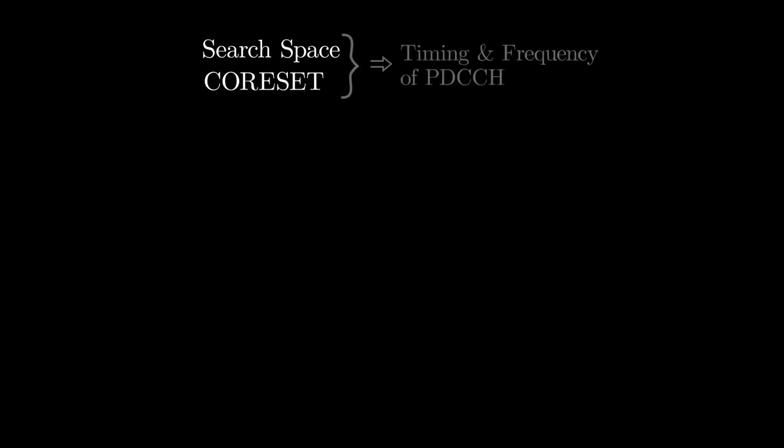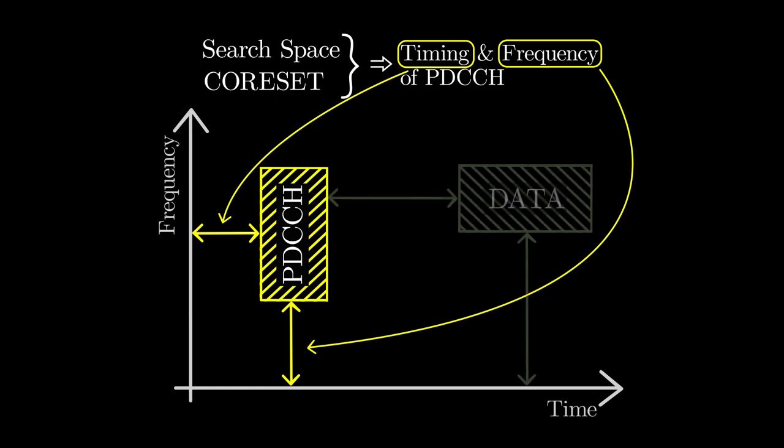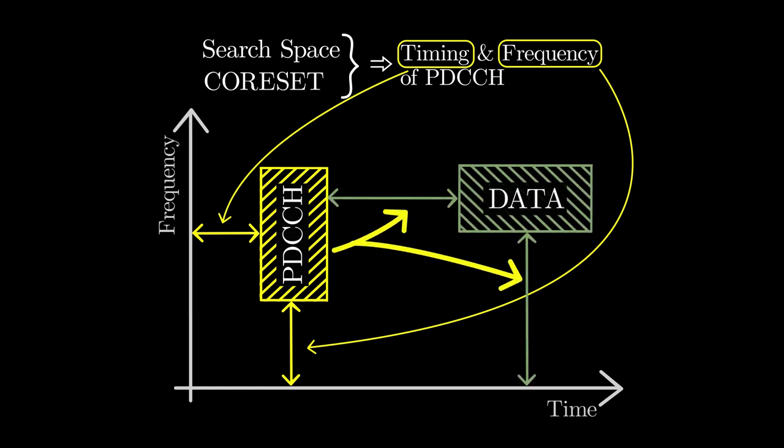Search space and CORESET are used to configure the timing and frequency of PDCCH. PDCCH tells the timing and frequency of the upcoming data traffic.